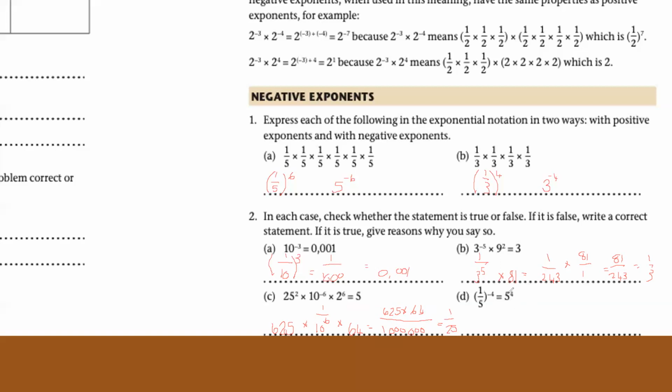Then with D, this is true because all that you do is flip the 5 like we did over here, and then the exponent becomes positive.